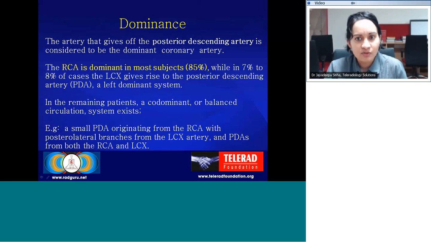The artery which gives off the posterior descending artery is considered as the dominant coronary artery. In approximately 85% of the population, the right coronary artery is said to be dominant, whereas in about 7 to 8%, the LCX gives rise to a posterior descending artery, which becomes the left dominant system. In the rest of the patients, there can be a co-dominant system or a balanced circulation, where a small PDA can be seen arising from the right coronary artery with posterolateral branches from the LCX artery, or there can be PDAs originating both from the RCA and the LCX.